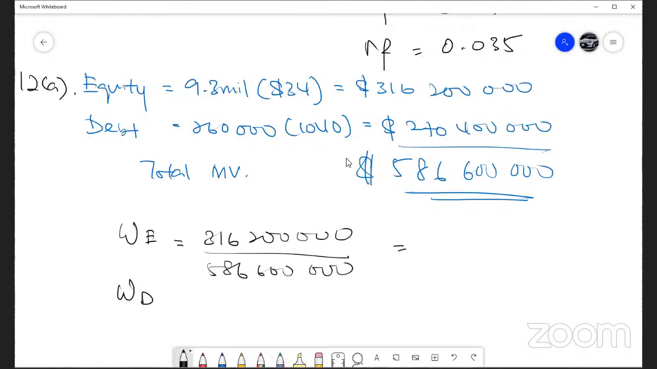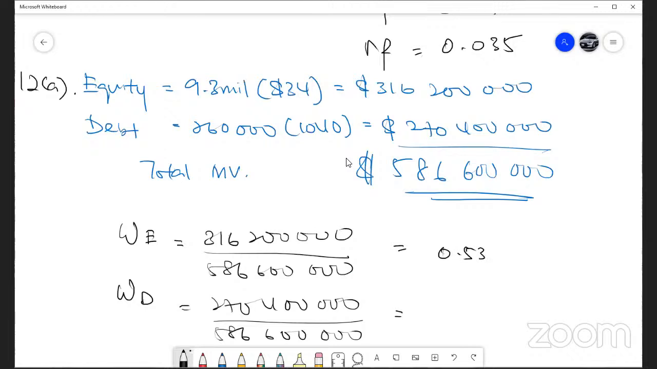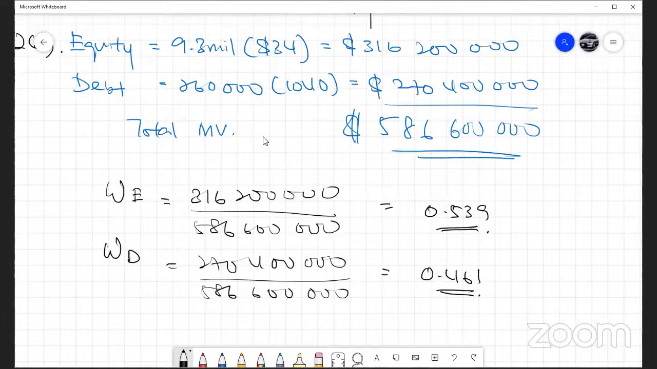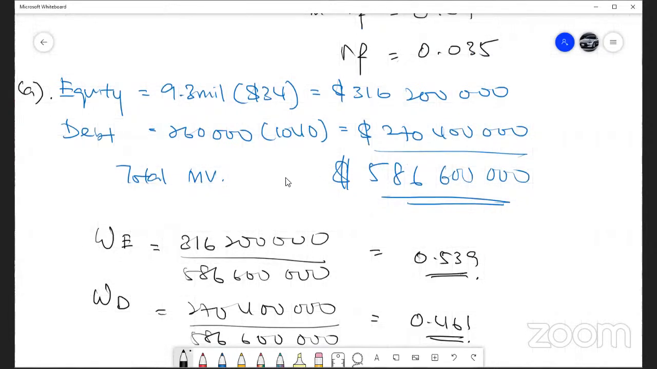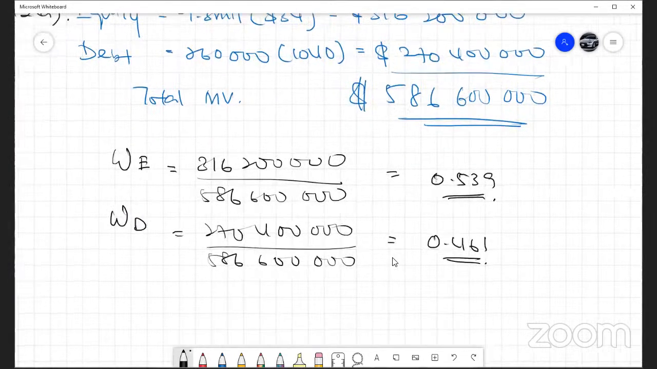For debt, 270,400,000 divided by 586,600,000. So find what is the weightage. For the equity it should be 0.539. That means 53.9% of the capital structure consists of equity, and of course the balance is debt, 46.1% is debt. So you already got the weightage. Okay, you already have the market value, no need to carry. So market value is for you to count the weightage only. Once you got the weightage, then done already.